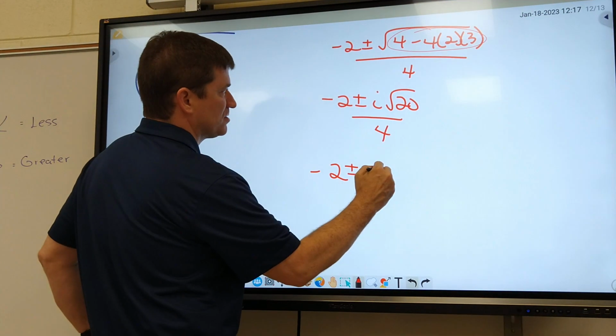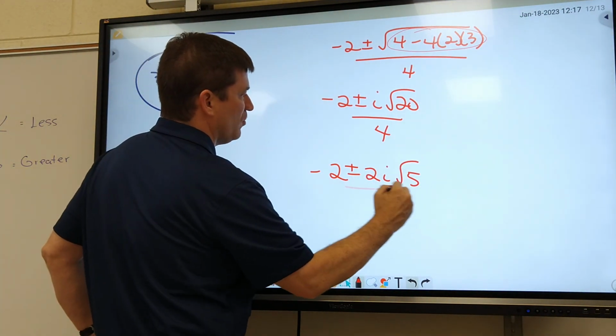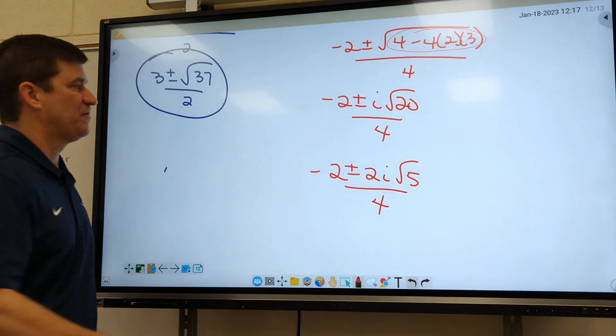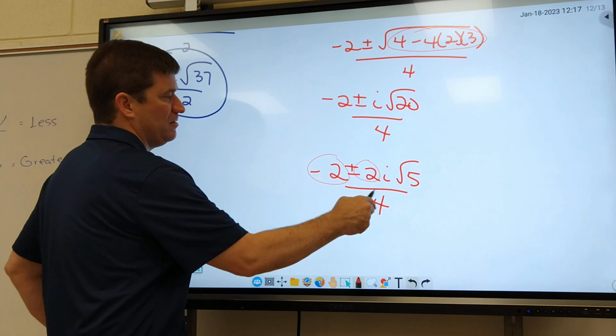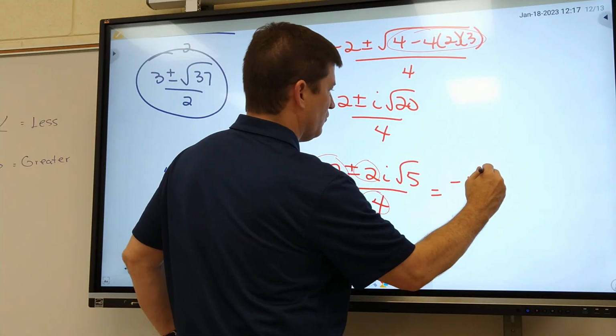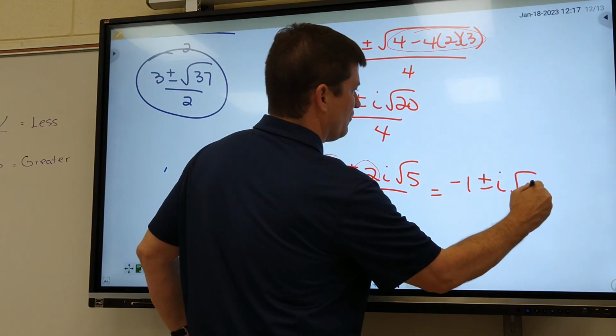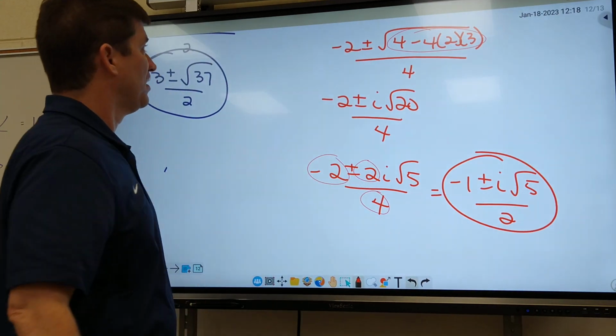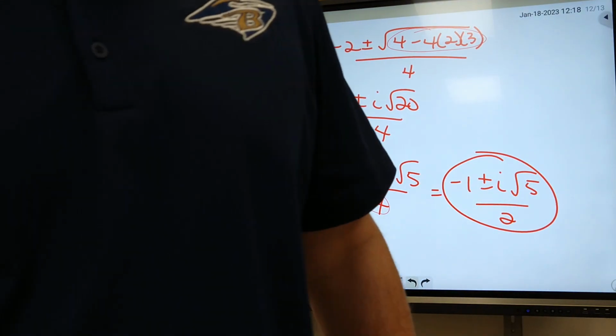-2 plus or minus 2I root 5 over 4. What's the last step? Simplify. Divide, divide, divide. -1 plus or minus 1I root 5 over 2. And I'm going to guess 20 is pretty similar.